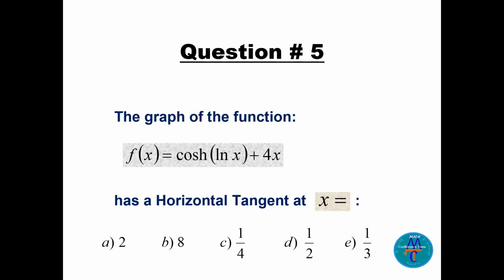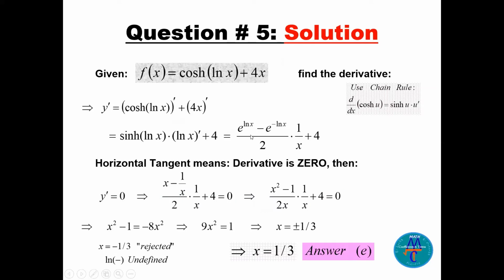Question number 5. The graph of this function, hyperbolic cosine of ln of x plus 4x, has a horizontal tangent at what x? 2 or 8? 1 over 4, 1 over 2, 1 over 3. So let's find the value of x. First we have to find the derivative. We use the chain rule here. D over dx of hyperbolic cosine of u will be hyperbolic sine of u times u prime. So the derivative here will be hyperbolic sine of ln of x times the derivative of ln of x, which is u prime, plus 4, which is the derivative of 4x.